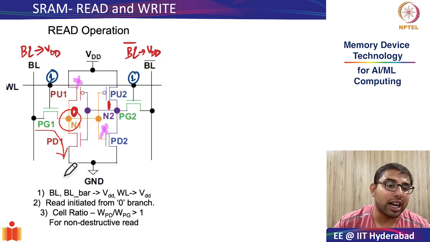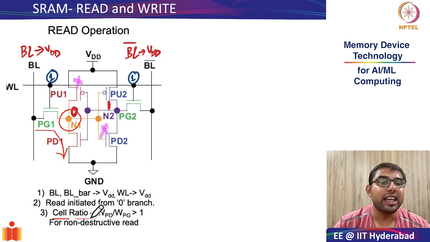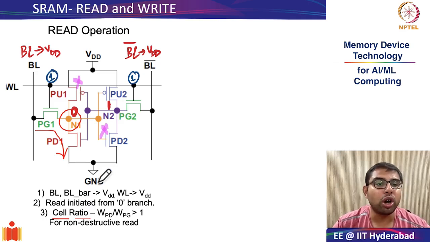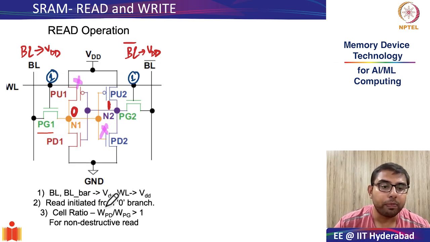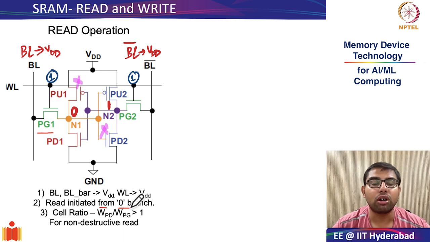This is only by virtue of the fact that you have maintained a cell ratio in the design of the SRAM cell. What was the cell ratio? You ensured that the strength of the pull-down transistor was much more than the strength of the pass gate transistor. Since both are NMOS, you ensured that the width of the pull-down transistor was much greater than that of the pass gate transistor.